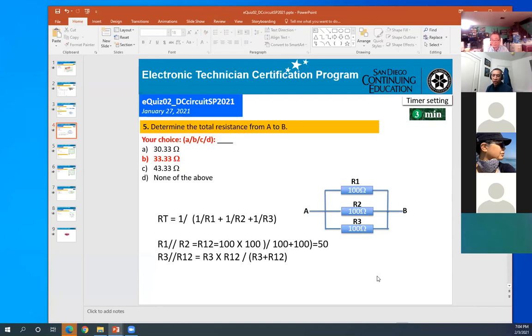And the other way to do it, if you look at the branch, it is 100 ohm on each branch. So you take 100 ohm divided by the number of branches. So there's R1, R2, R3. There are 3 branches, so 100 divided by 3 will be 33.33 ohm. That means there are many different ways you can do it. But when you have the same value on all the branches, that's the fastest way.